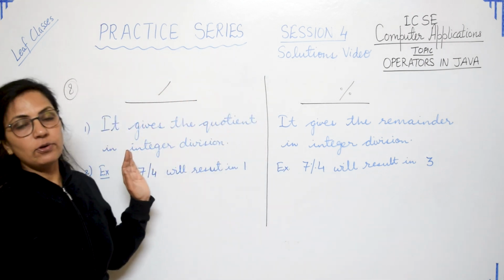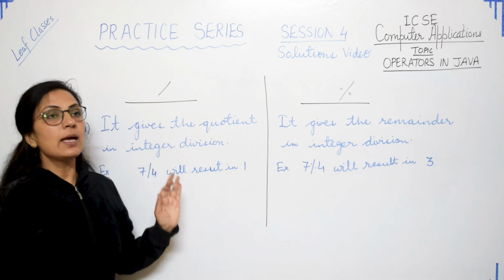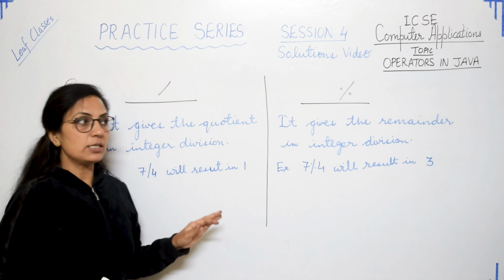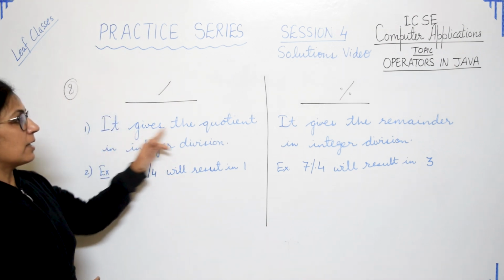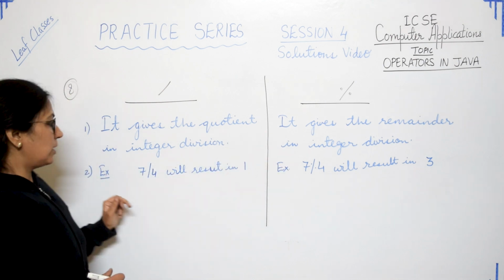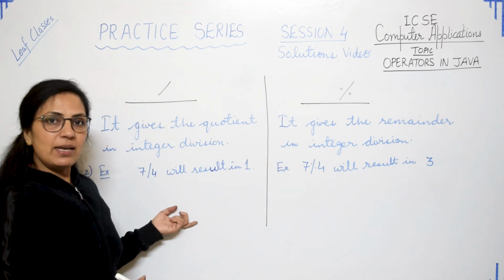Slash operator, all of you know, gives the quotient part, and modulus operator gives the remainder part in case of integer division. That only I have written. It gives the quotient in integer division and it gives the remainder in integer division. An example can be given in the second difference.